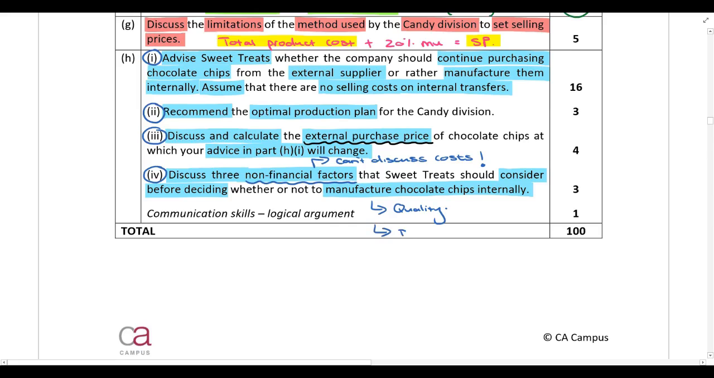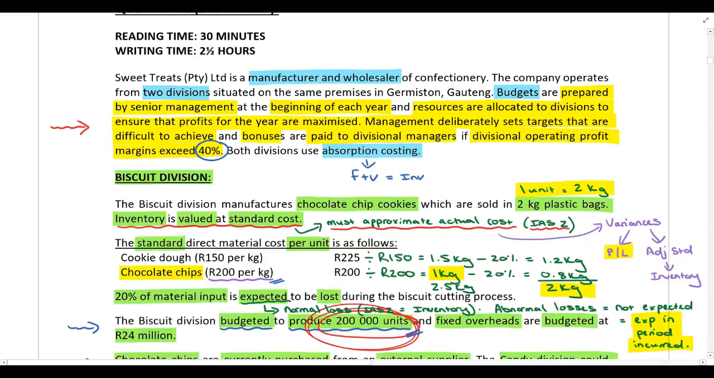They should consider the impact on delivery time. And if the chocolate chips are manufactured internally by the candy division, then delivery time should reduce because we know that both of the divisions are situated on the same premises in Germiston, Gauteng.